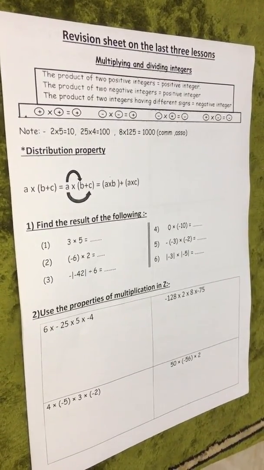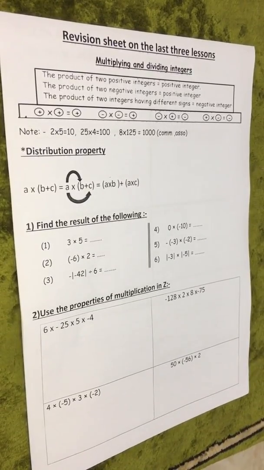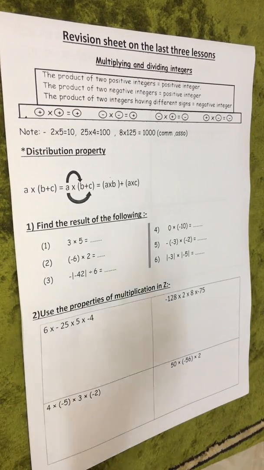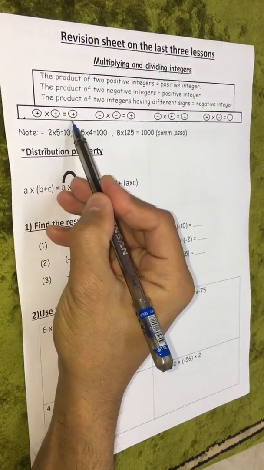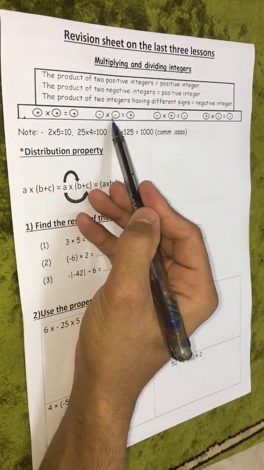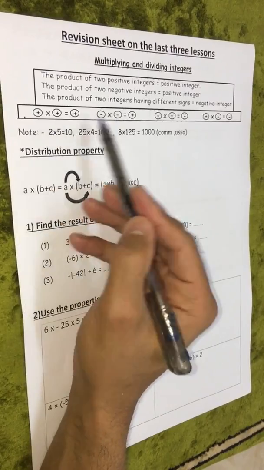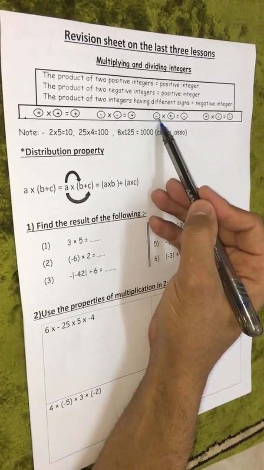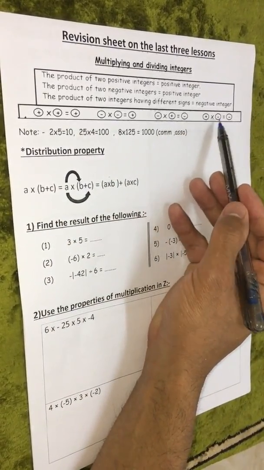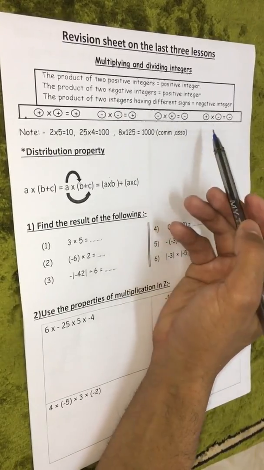Now we will make a revision about the last three lessons in Unit 1. Firstly, we will talk about multiplying and dividing integers. You must remember the product of two similar signs gives a positive sign. The product of two different signs gives a negative sign. That means positive by positive equals positive. Also negative by negative equals positive because they are similar. Negative by positive equals negative. Positive by negative equals negative because they are different.